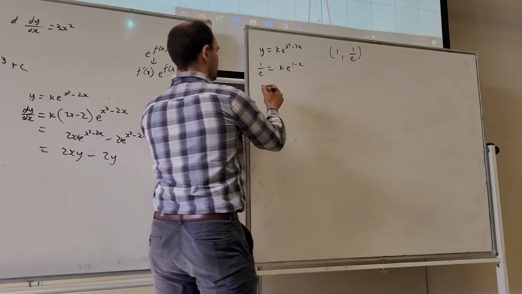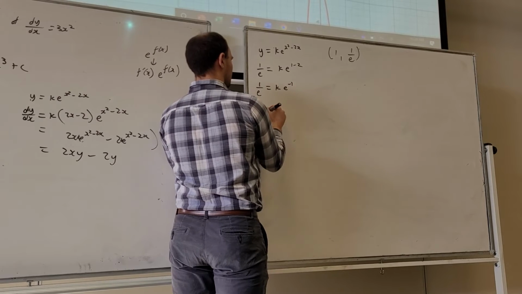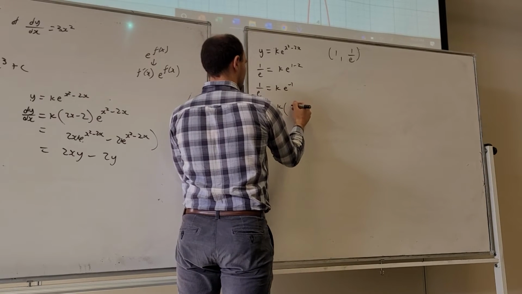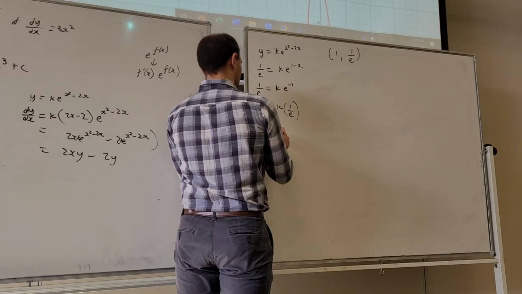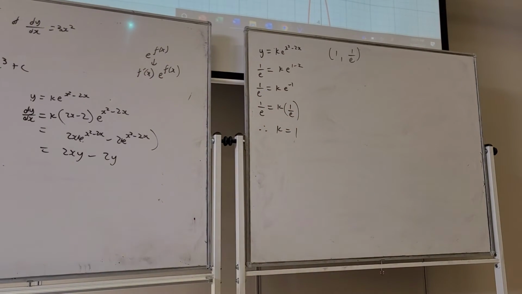And we process this. Okay, so we establish in this circumstance, when it passes through the coordinate 1 and 1 on e, the value of k is 1.